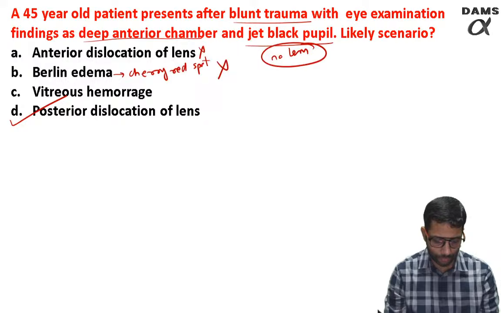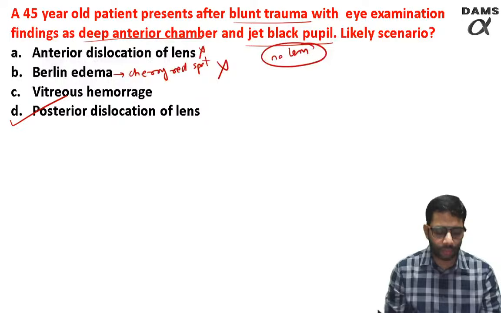See the pupil now. That's why anterior dislocation is ruled out. So what are the things?